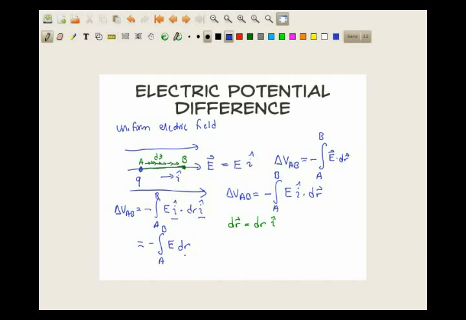Now, as we've been saying time and time again, the electric field strength is not a function of where you are in the field. It's a constant, and so it is not going to participate in this integration. It comes out of the integral. And we have the integral from a to b of all the little pieces of the path dr. This is a very simple integral. It's just equal to negative E (r_B minus r_A). And this is just the length of the path.